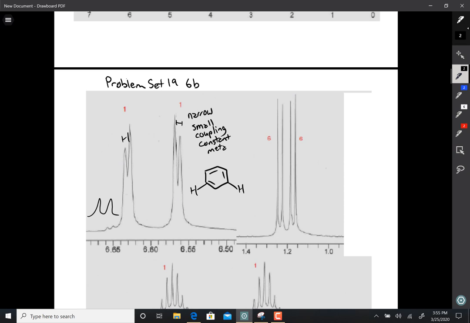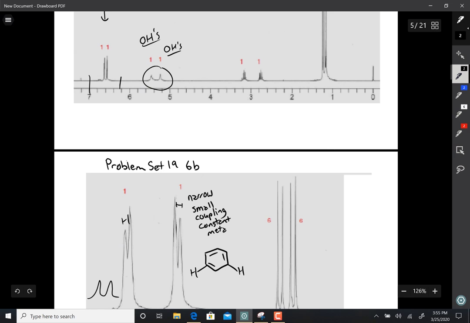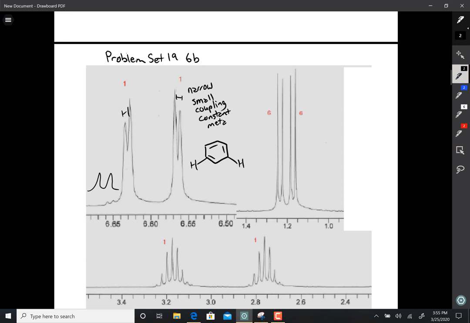Also look at these. This right here, those are some pretty broad peaks. When they're broad like that, that suggests OHs, two of them. If you look here, we have four lines right here, but this is roughly going to be two signals. There's two integrations here, and if we split them right down the middle, the one on the left is six hydrogens. One on the right is six hydrogens.